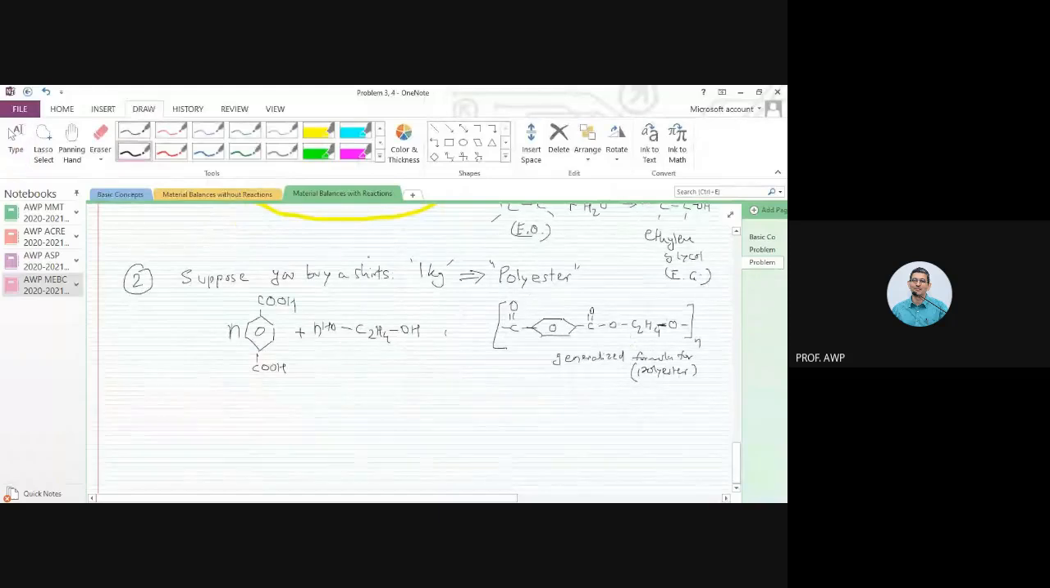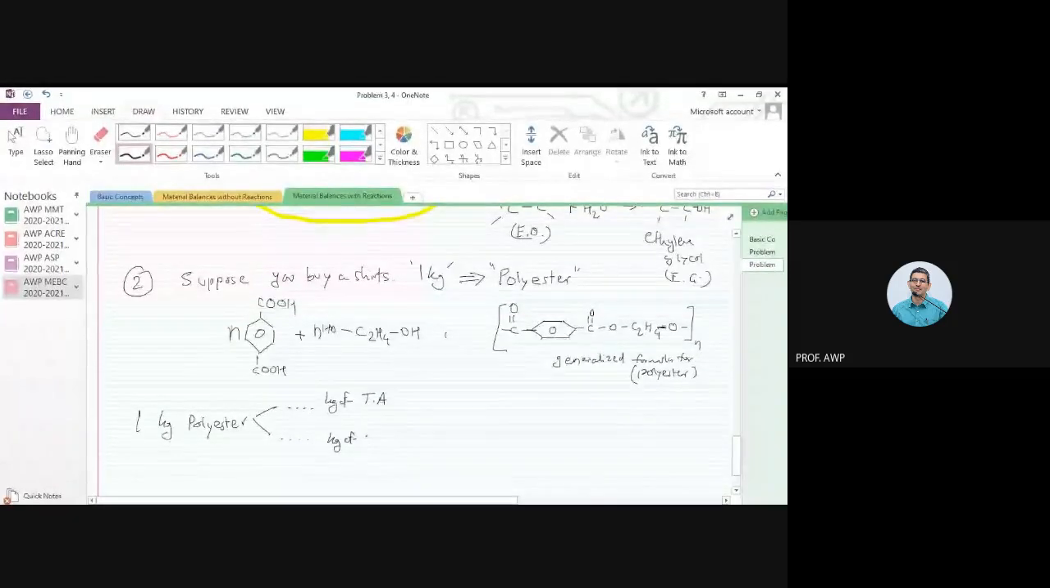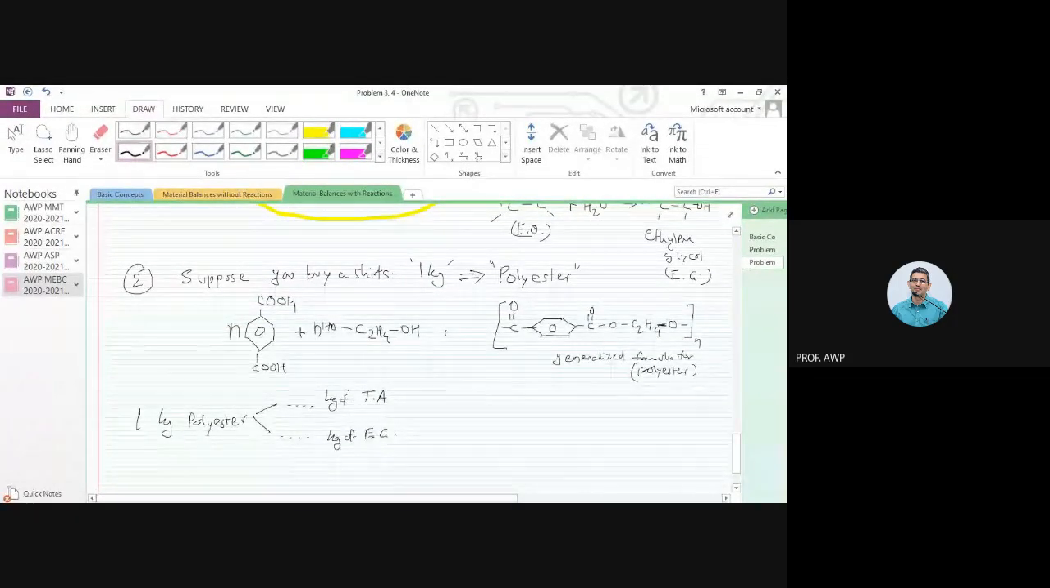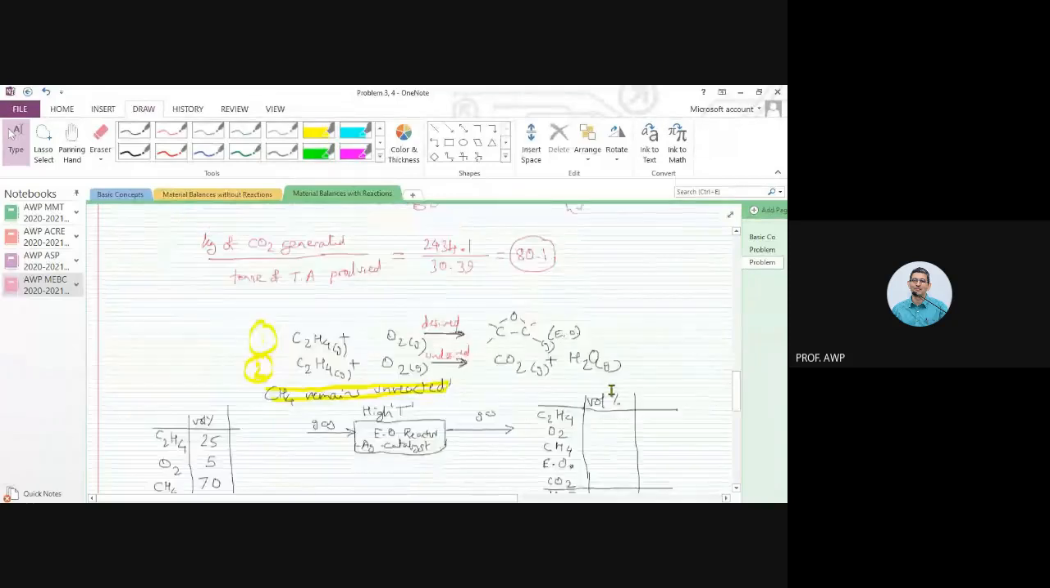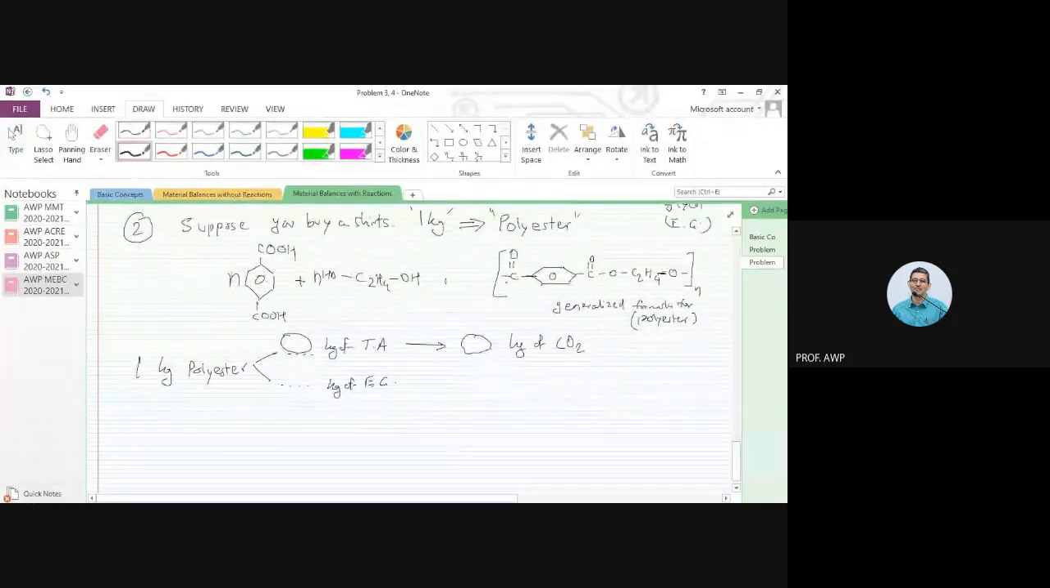Okay. So if you take 1 kg of polyester, it is going to require so many kgs of terephthalic acid, and it is going to require so many kgs of ethylene glycol. Even if you say complete conversion, 100% conversion, right? Stoichiometric reaction. 1 kg, so many kgs of terephthalic acid are going to correspond to so many kgs of CO2. This is only considering the CO2 from reactions, 80.1 kg of CO2 per metric ton of terephthalic acid.